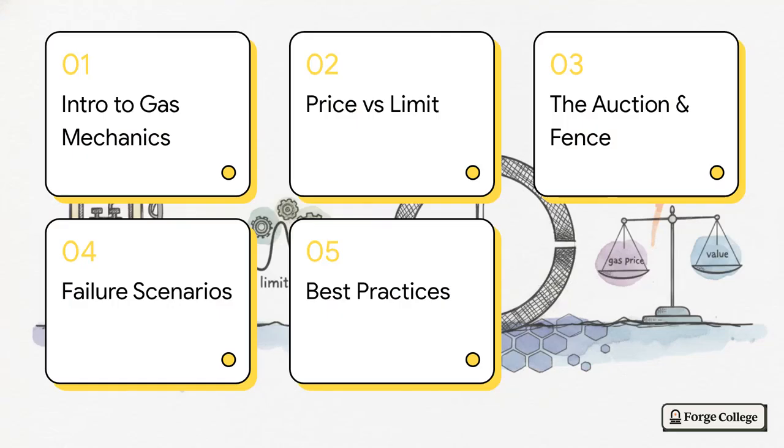Okay, let's dive right into our structured blueprint for today. We'll start with an introduction to gas mechanics, move into defining price versus limit, explore a mental model we called the auction and the fence, run through some transaction failure scenarios, and wrap up with best practices and optimization.